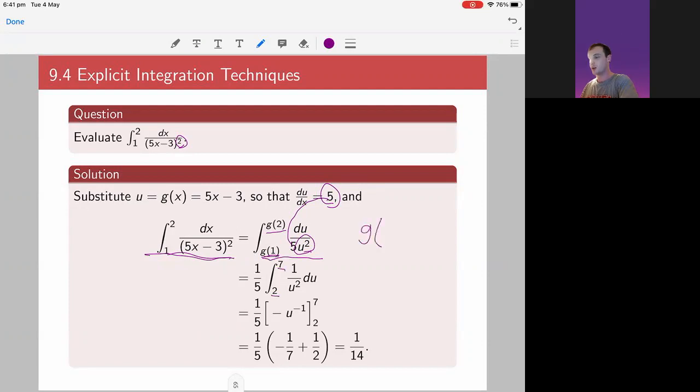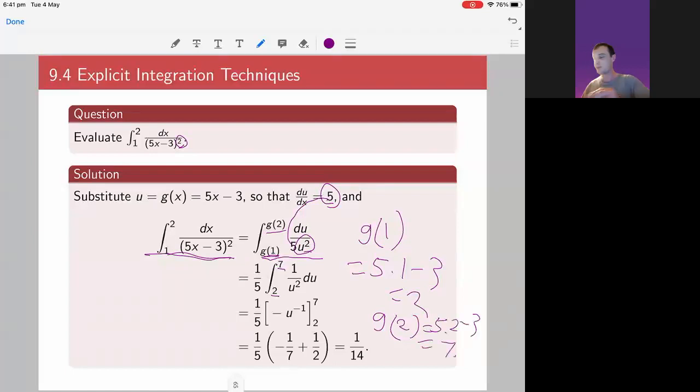So I'll just quickly write that out. g of 1 is equal to 5 times 1 minus 3, which is equal to 2. And g of 2 is equal to 5 times 2 minus 3, which is equal to 7. So now all I need to do is find the integral of 1 on u squared from 2 up to 7, and I'm dividing that all by 5. Using the standard tricks we had from before, we end up with 1/14.